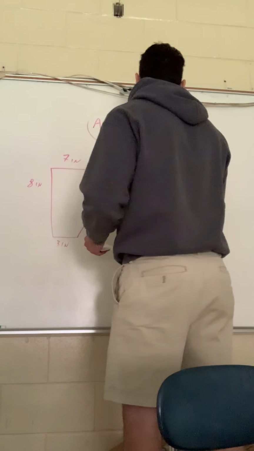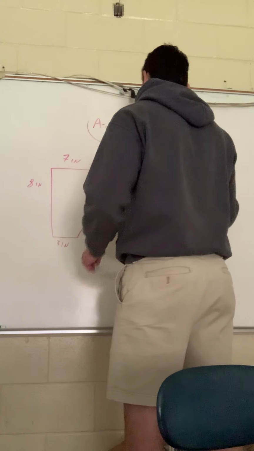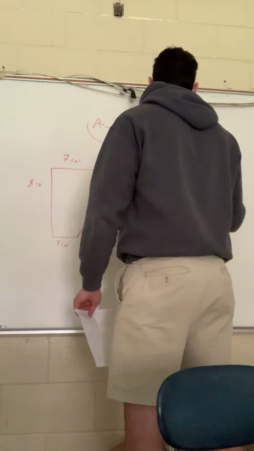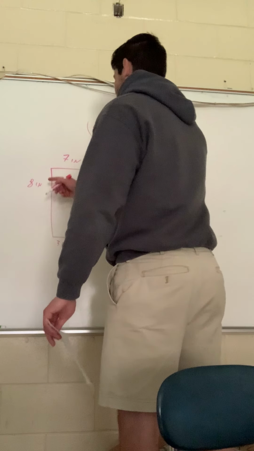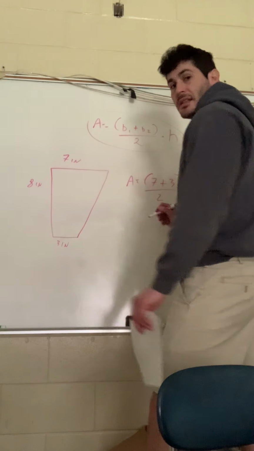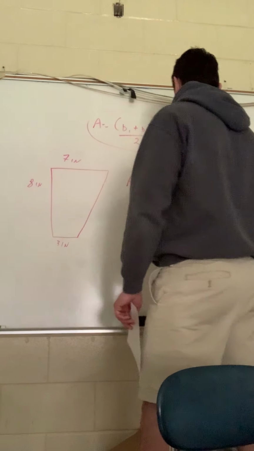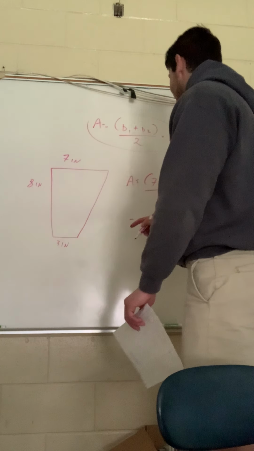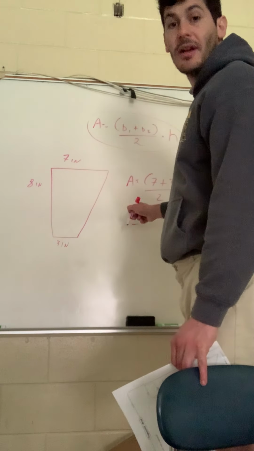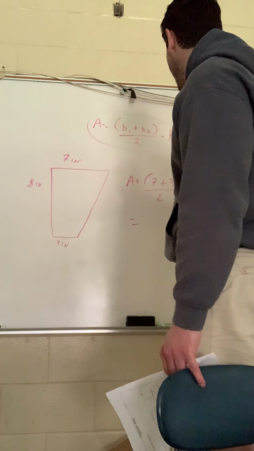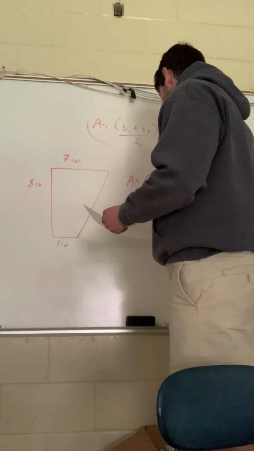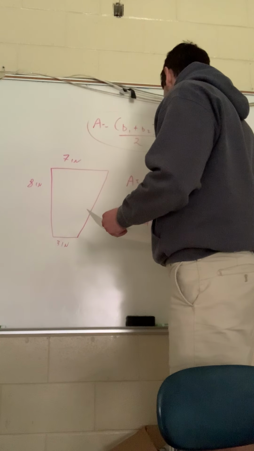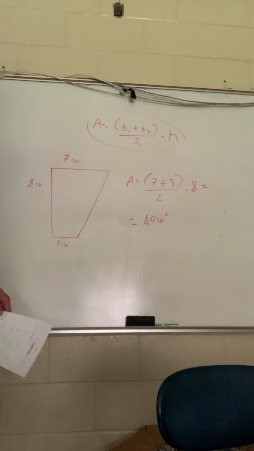So we've got 7 plus 3, everything divided by 2 times the height, which is 8. 7 plus 3, 10. 10 divided by 2 is 5. 5 times 8 is 40. So we've got 40 square inches for the area of this trapezoid.